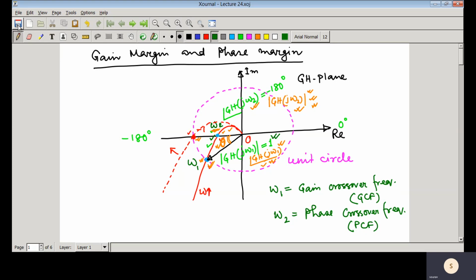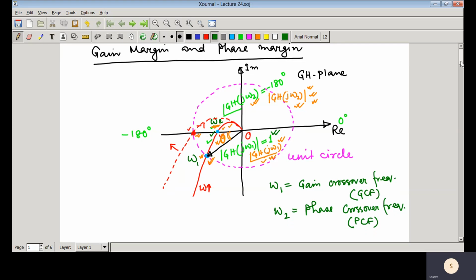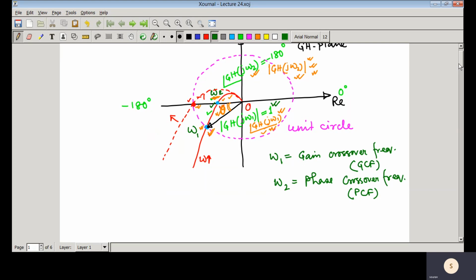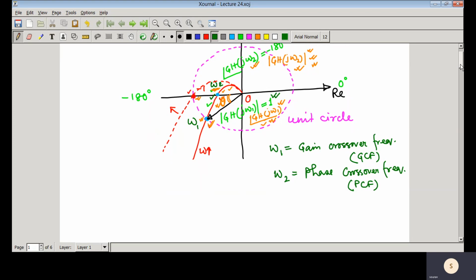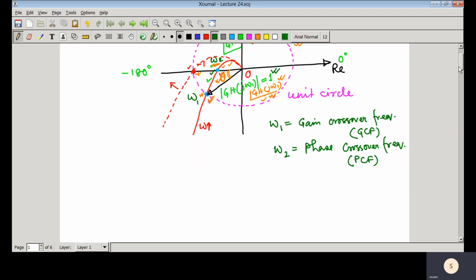So let us give the definitions. I think from here it is clear what the gain crossover frequency and phase crossover frequency are, and how the gain margin and phase margin give us an indication of how stable a stable system is. That means we would have the relative stability concept. So let us write the formal definition of the gain crossover frequency. That is the gain crossover frequency.